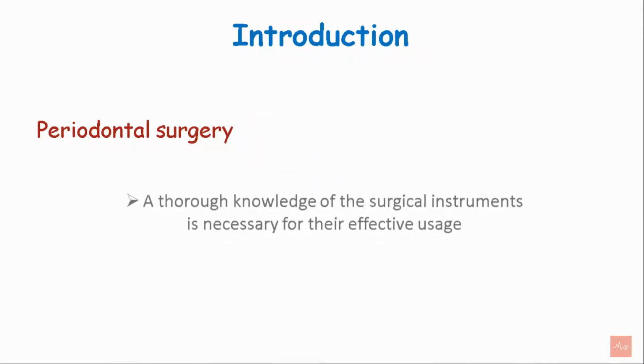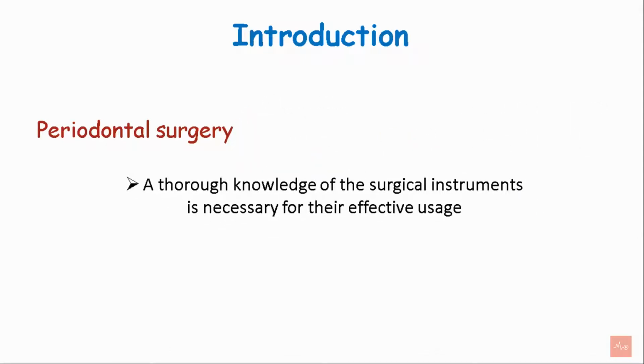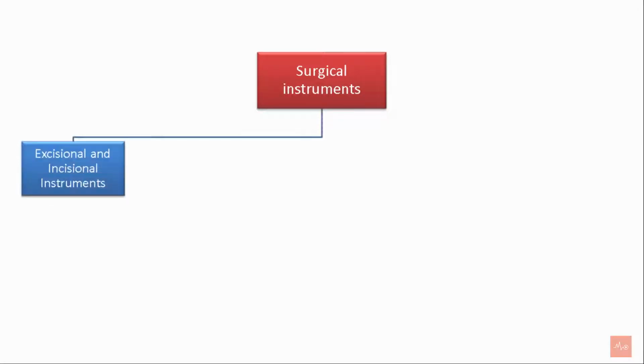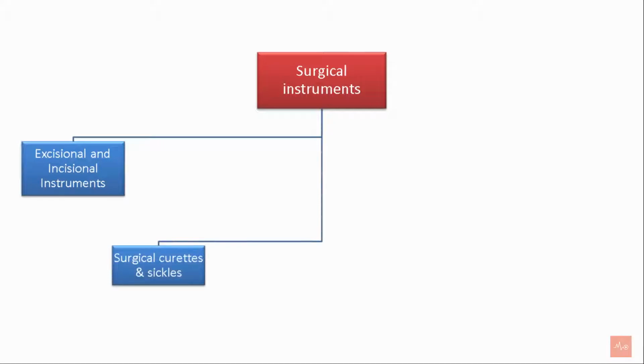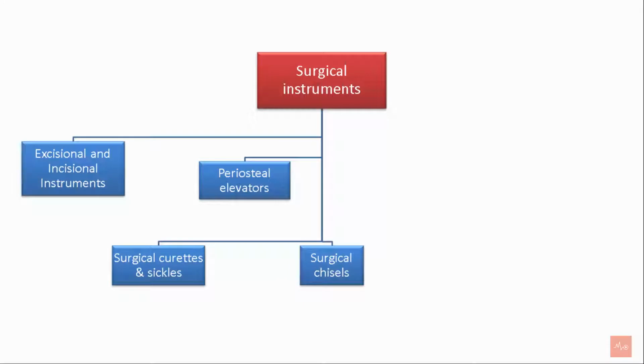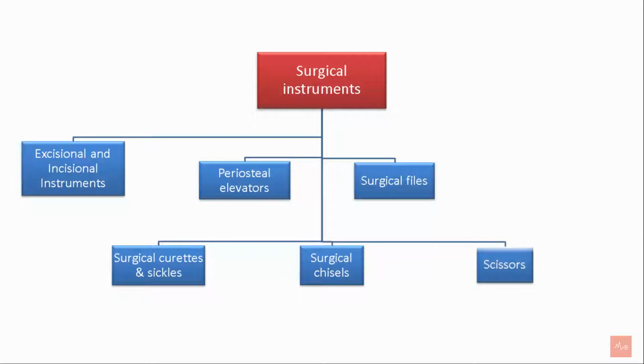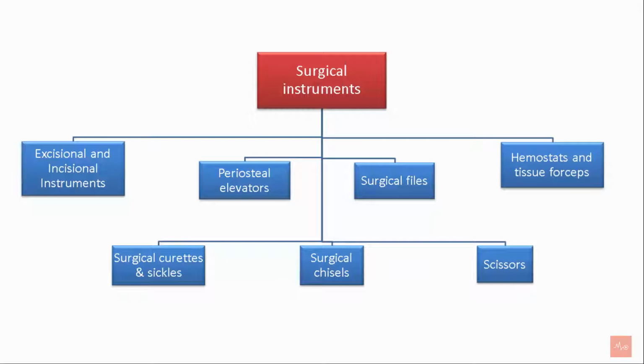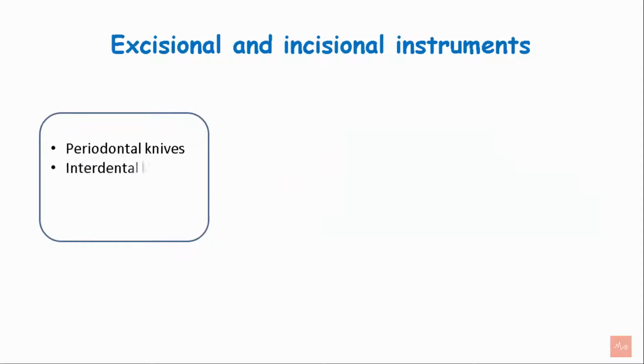To perform proper periodontal surgeries, it is important to have a thorough knowledge of the surgical instruments. This will help in their effective usage. Surgical instruments can be divided into the following categories: excisional and incisional instruments, the surgical curettes and sickles, the periosteal elevators, surgical chisels, surgical files, scissors, and hemostats and tissue forceps. Under incisional and excisional instruments, we have the periodontal knives, the interdental knives, surgical blades, and the electrosurgery.